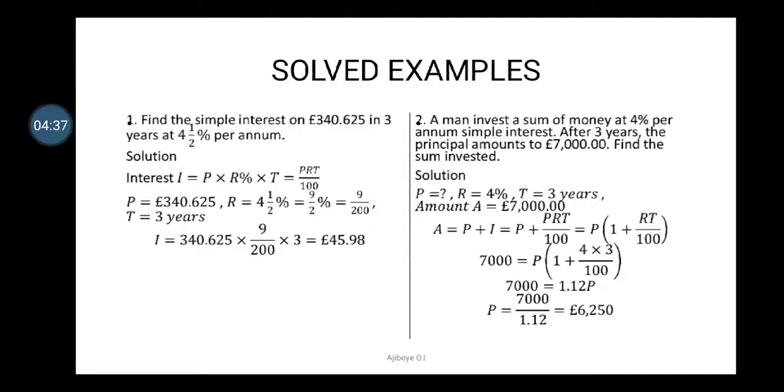Solve the examples. Find the simple interest on £340,340.625 in 3 years at 4.5% per annum.